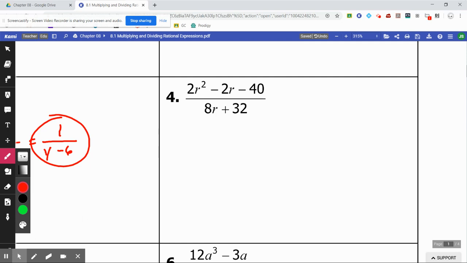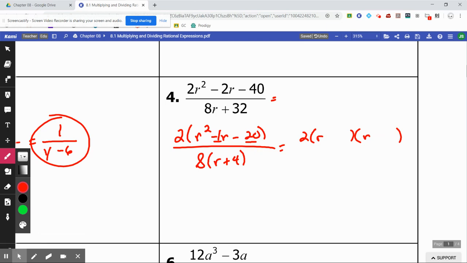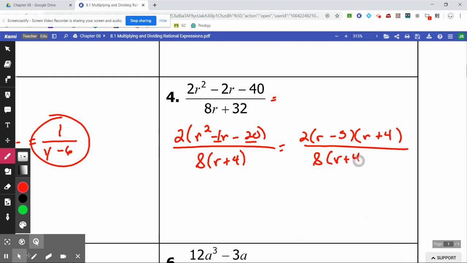Number 4, top, first step, we're going to factor out a 2. So when you factor out a 2, you're left with an r squared minus r minus 20. On bottom, you're going to factor out an 8, and you're left with an r plus 4. Top will factor again. 2 sets of parentheses, r and r. Adds negative 1, multiplies, give you negative 20, is a negative 5 and a positive 4. And again, on bottom, you have an 8 and an r plus 4.